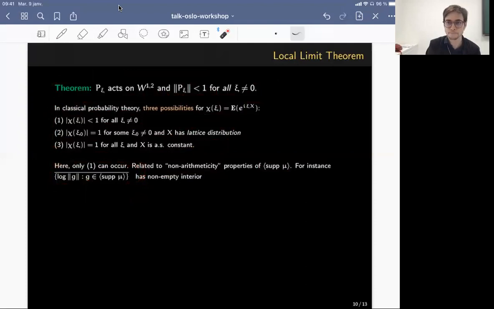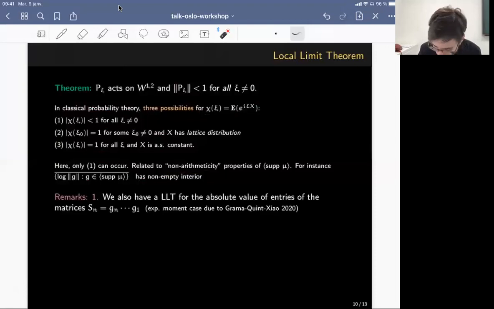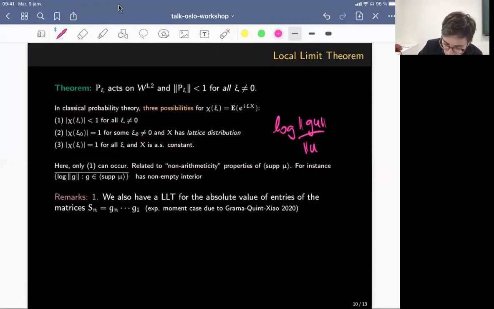Okay. So before coming to the next slide, which is the last one, I guess, I have only a few remarks. The local limit theorem that we proved is for this quantity here, the log of the dilations, so how the vectors grow. This works under a second moment condition. But we can also prove a local limit theorem for the coefficients or the entries of the matrices.